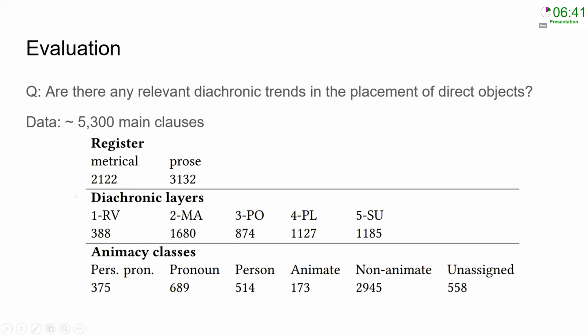So this table you see here gives you an overview of the composition of our data set. You see that, for instance, register, the first point here, is somehow evenly distributed. So we have a lot of metrical text, we have a lot of prose text. Diachronic layers are already a bit biased. So we have not so much data from the old Rigveda and quite a lot, for instance, from the mantra period. And the distribution over animacy classes is quite strongly biased. So all these results should be taken with care.